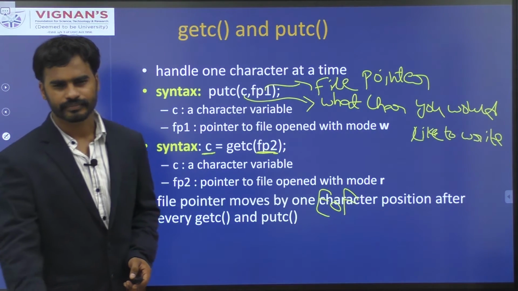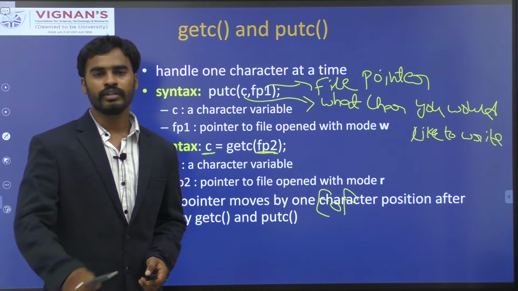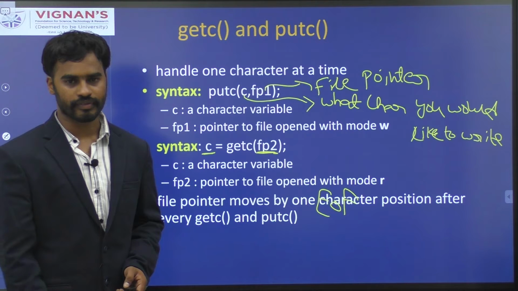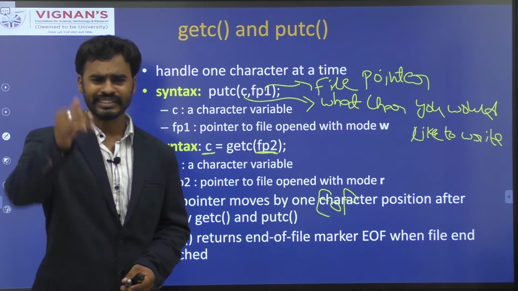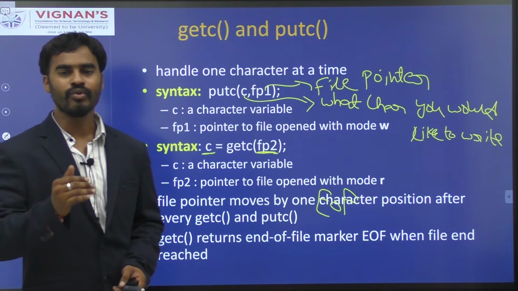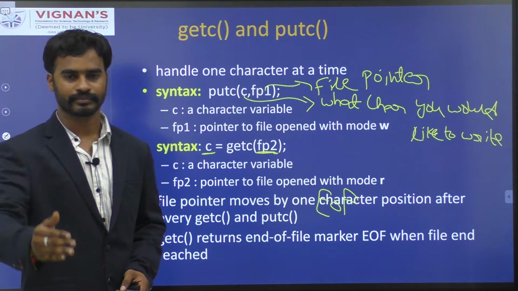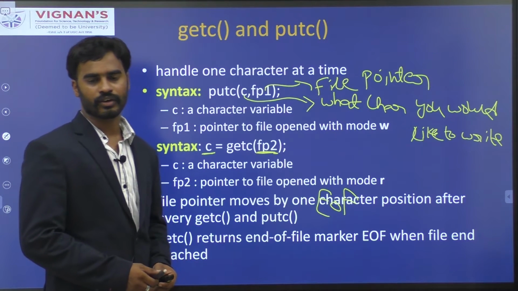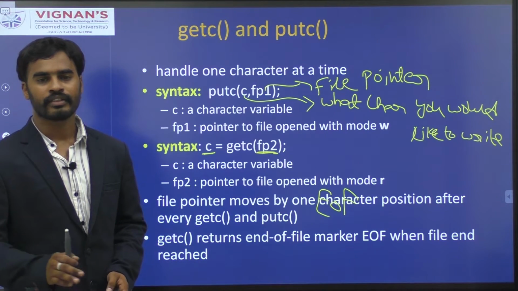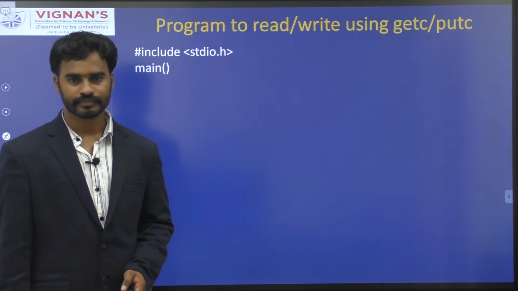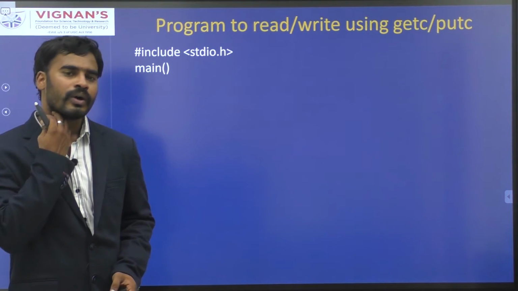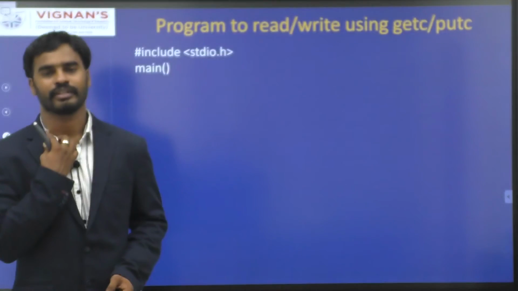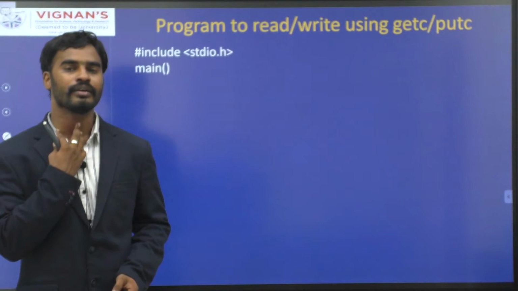no data to read. All these getc and putc functions will move one character at a time in your file, one by one. The getc method returns end of file, called EOF, when there are no more contents to read. We'll see how to read or write data using getc and putc.